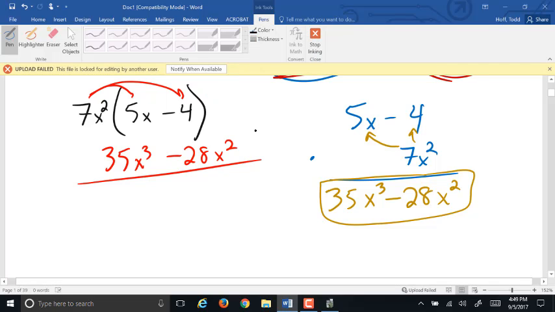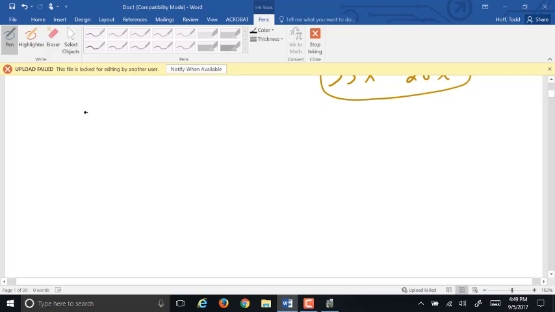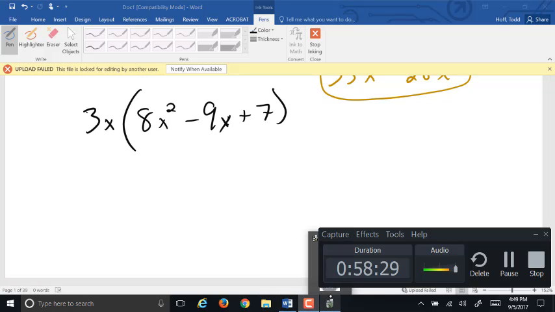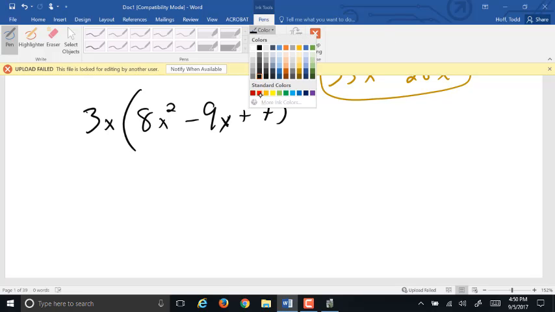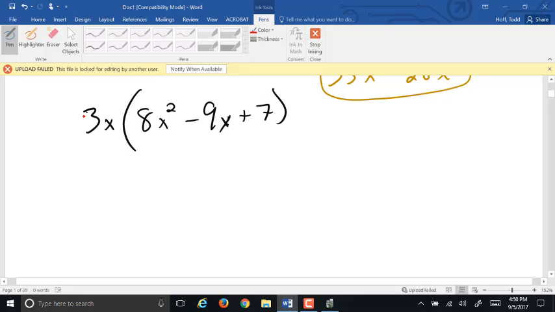I'm going to have you guys try one. See if you can figure that one out. So, throwing in the third term there looks a little different, but it's the same process. I'm going to go ahead and shorten up and just do the distributing here.